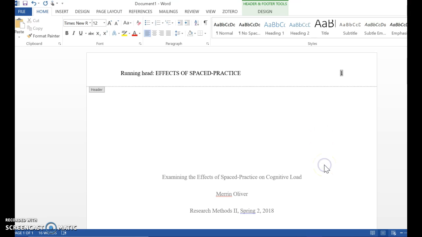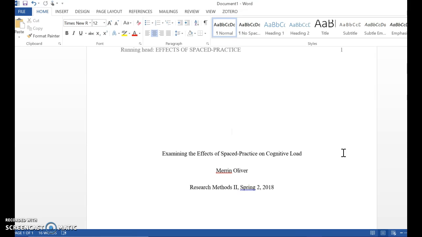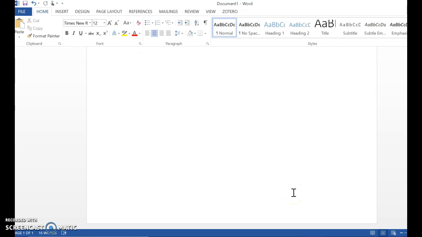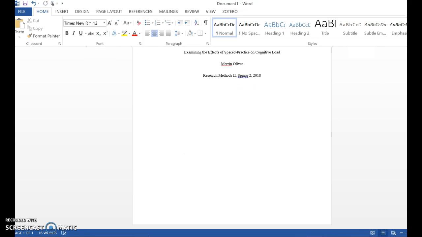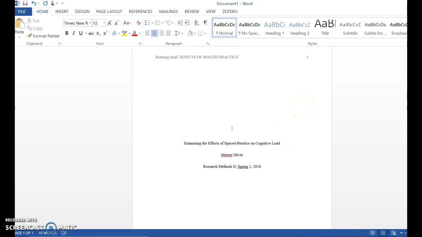Okay, so this is what your title page should look like. It has a running head, page number starting on 1, the title of your manuscript, your name, and your affiliation. You'll see that it's relatively centered here in the page. Okay?